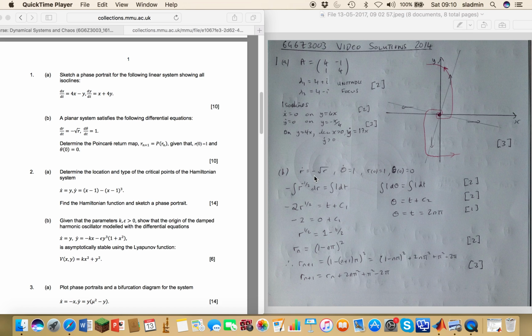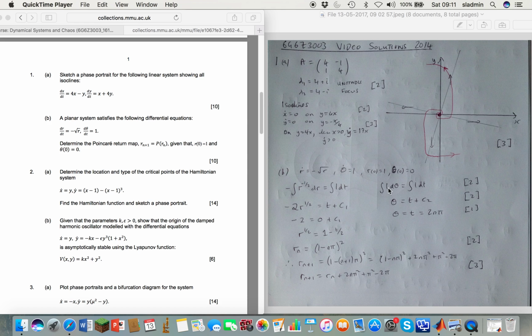For part B, we have dr by dt is minus square root of r, d theta by dt is 1, and we're given the initial conditions: r at 0 is 1 and theta at 0 is 0. Now we've got to integrate. If we integrate dr by dt is minus root r, we can separate out the variables, so we get a separable differential equation. We simply integrate this, and we end up with the square root of r is 1 minus t over 2, because the constant c1 is minus 2.